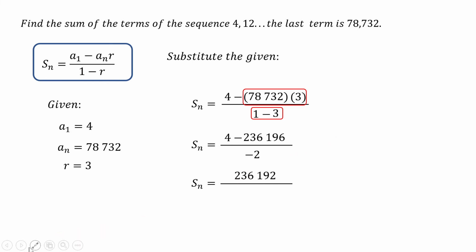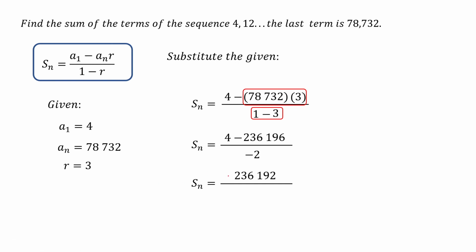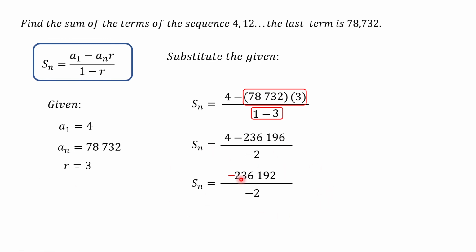Okay, so the result, this is negative. Okay, lagyan natin ng negative. This is negative 236,192. And lagay natin yung negative 2. So, this is the result. So, this time, after this, i-divide na natin. So, negative 236,192 divided by negative 2, the answer is 118,096. So, this is the answer.